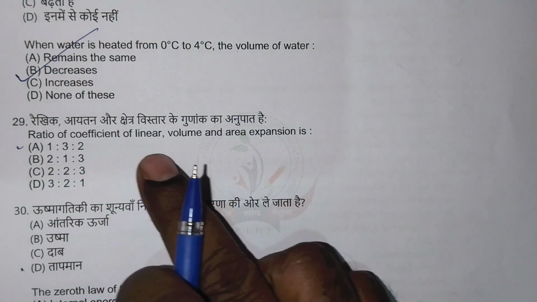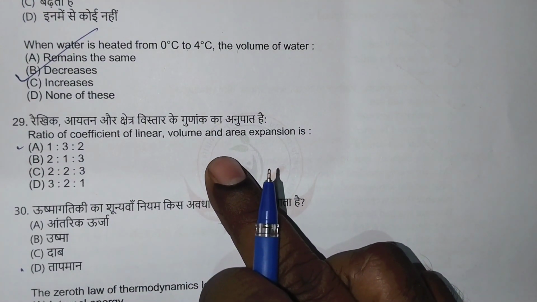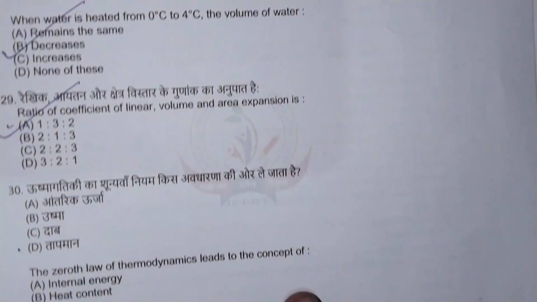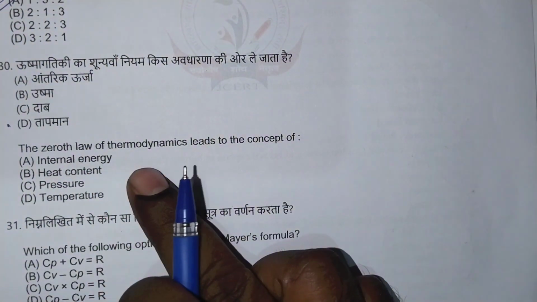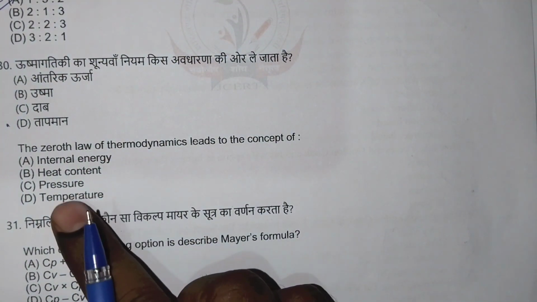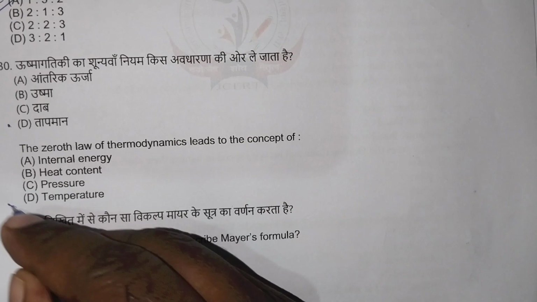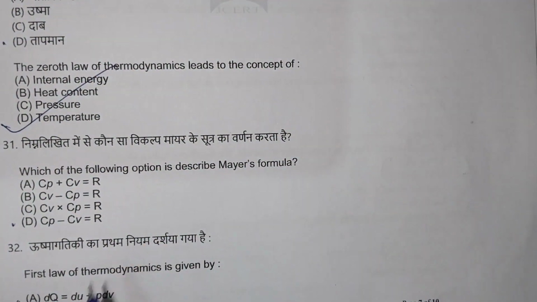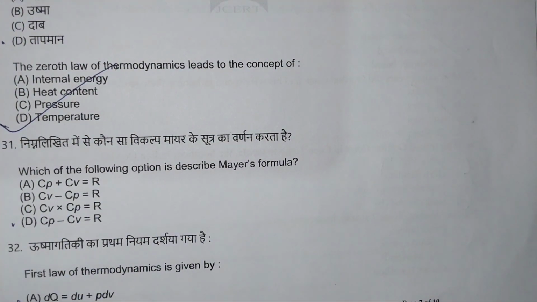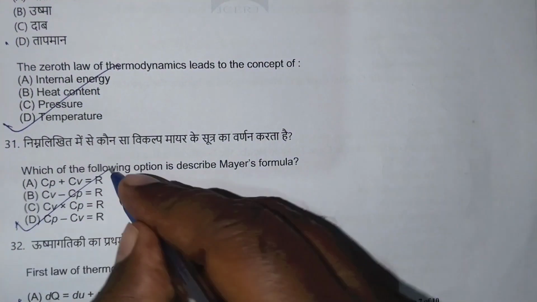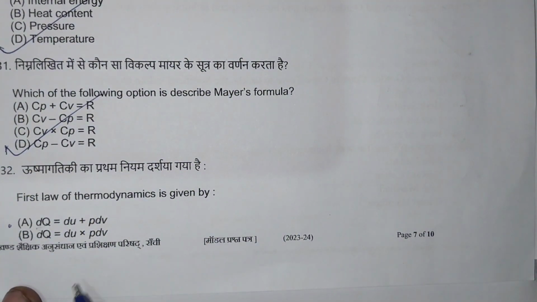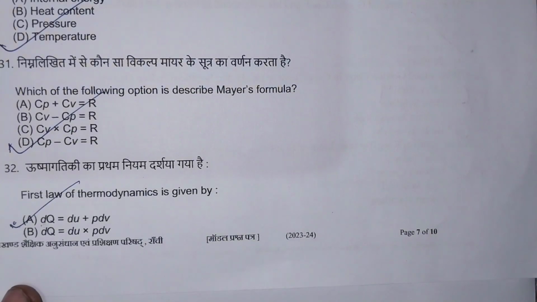Ratio of coefficient of linear, volume and area expansion is 1:3:2. The zeroth law of the thermodynamics leads to the concept of the internal energy, heat content, pressure, temperature. Which of the following options is the described Mayer's formula? Cp minus Cv equal to R. First law of thermodynamics is given by A number.